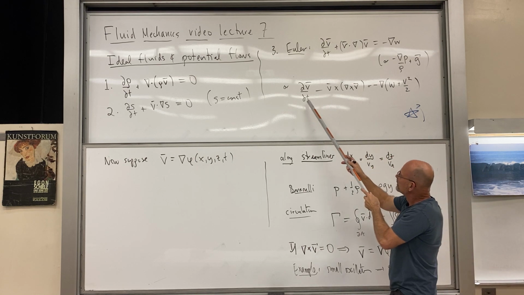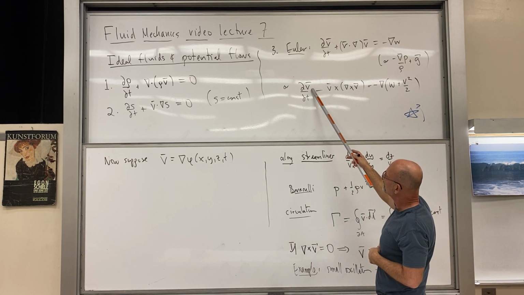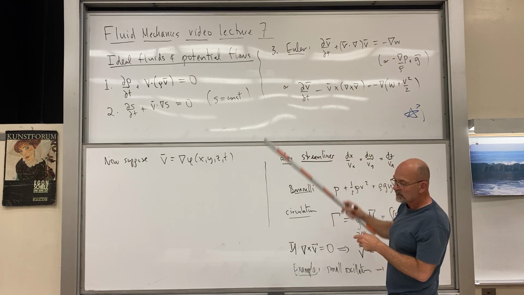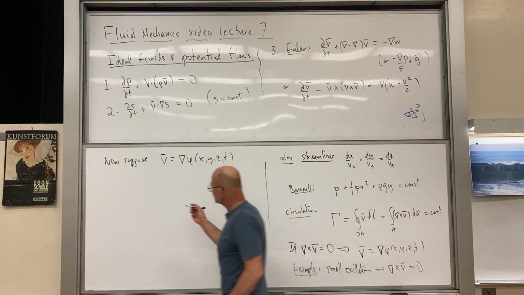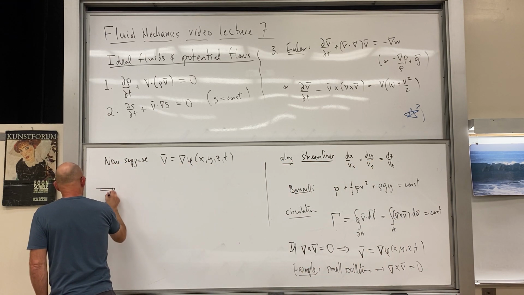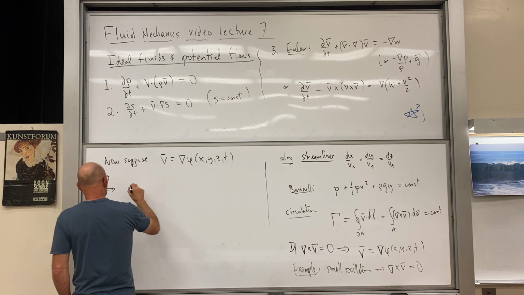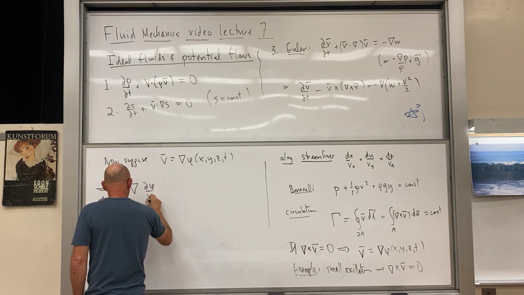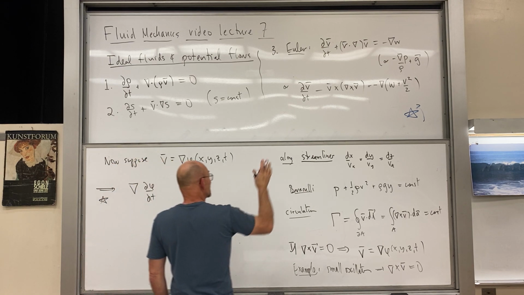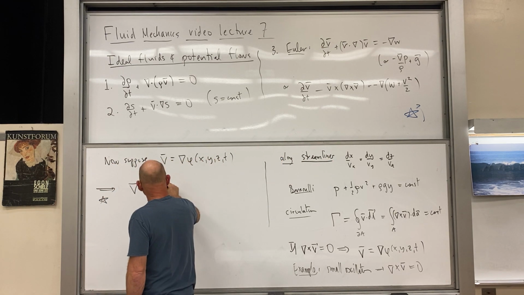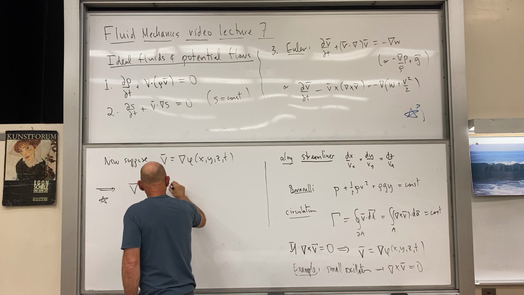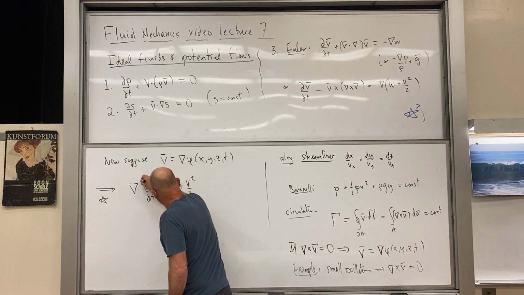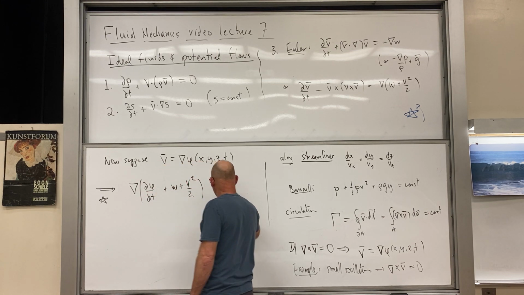Okay, so I'm going to just take my gradient into here and exchange the order of differentiation. So now we have, with our equation star, the gradient of d phi dt, and bringing the right side over, plus W plus V squared over 2 is equal to 0.